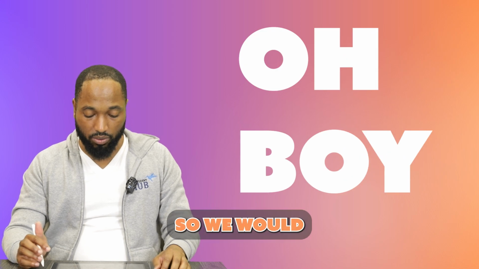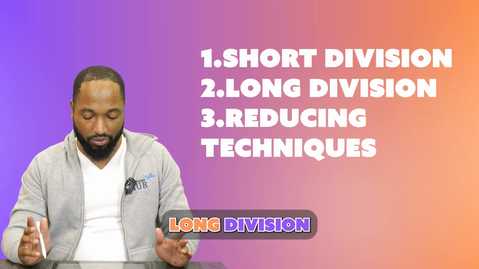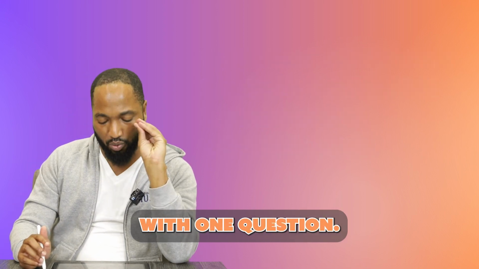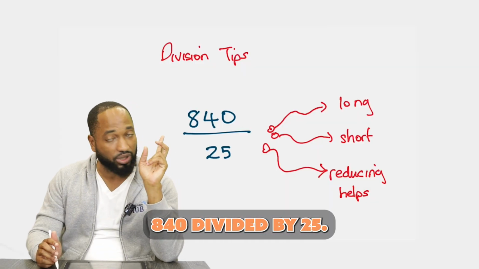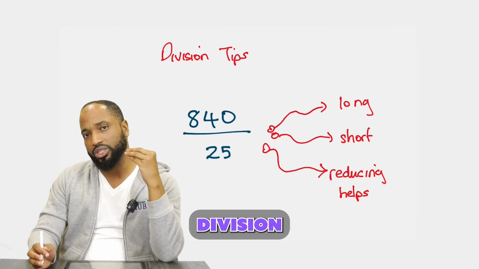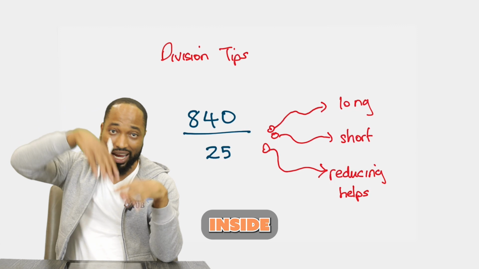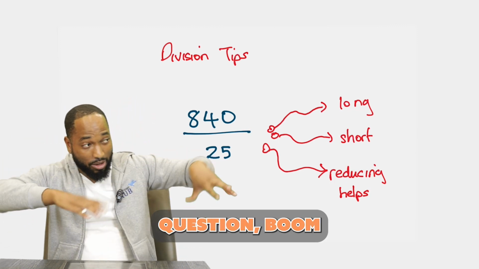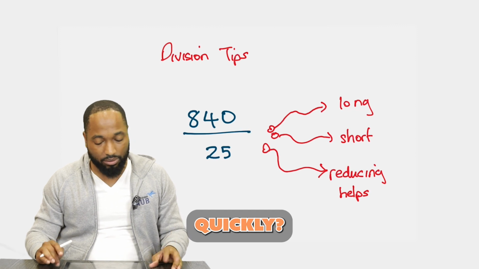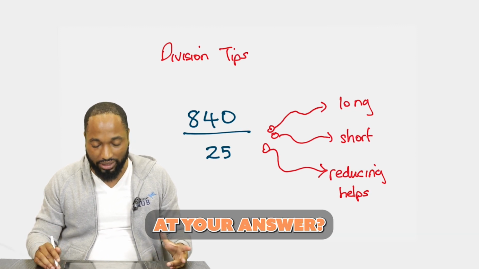So we would have looked at short division, long division, and reducing techniques. I just want to recap everything with one question. You have 840 divided by 25. If we come across this, and you can come across division in worded questions, deep inside a question, boom, a wild division appears. Would you be able to do it quickly? How would you arrive at your answer?